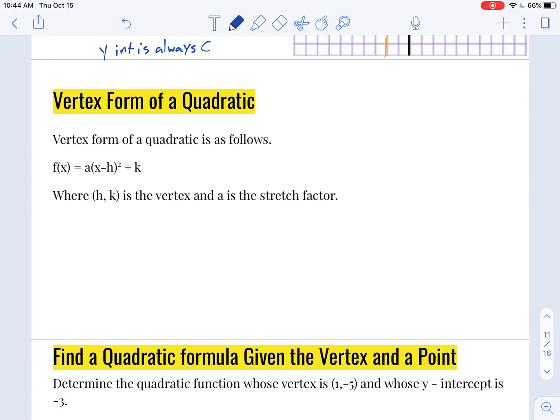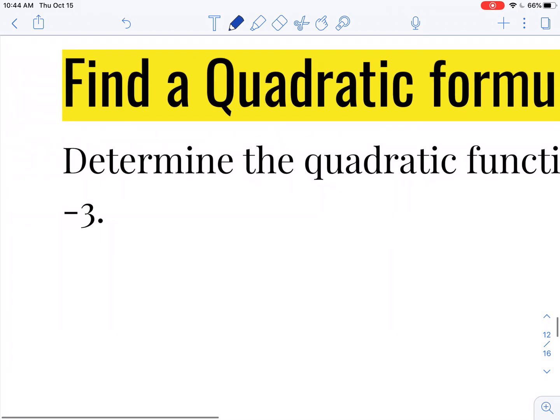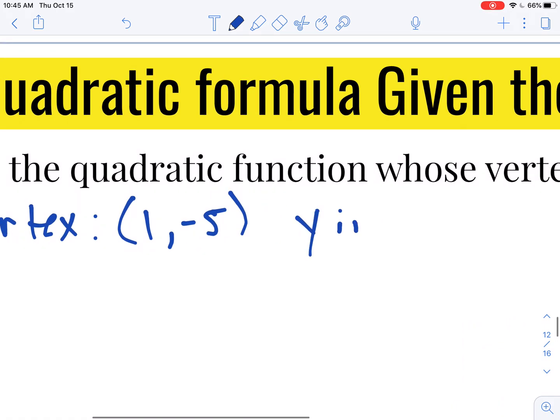Vertex form is great for graphing because you're given the vertex right away, and you can use this as a parent function idea in order to graph. You don't have to solve for your axis of symmetry, you don't have to plug it back in. But it's also good for finding a quadratic if all we have is a couple of points. So determine the quadratic function whose vertex is (1, -5) and whose y-intercept is -3. So this means we've got 2 points: a vertex of (1, -5) and a y-intercept of (0, -3).